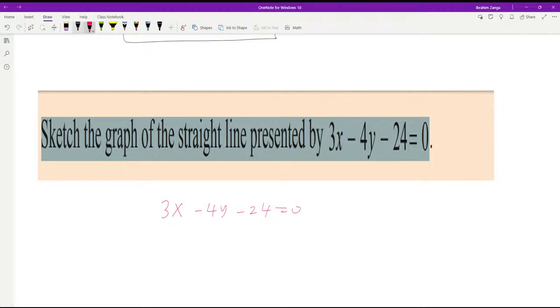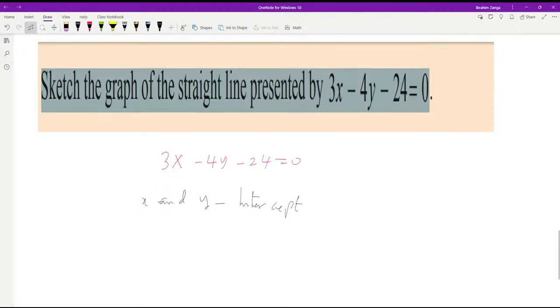With this equation, of course, you are going to find the x and y intercept. So with x and y intercept, you'll be having the x and y intercept table tabulated here. So when x equals 0, we're getting the y intercept, and when y equals 0, we're getting the x intercept.